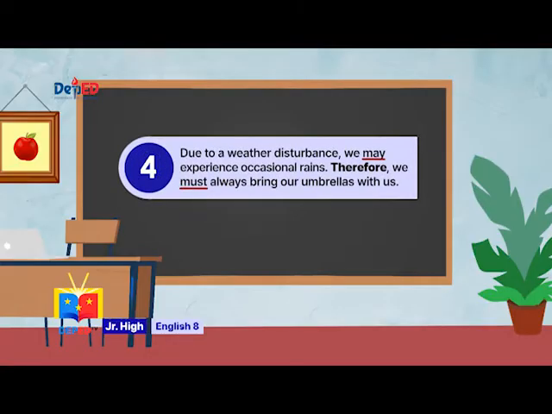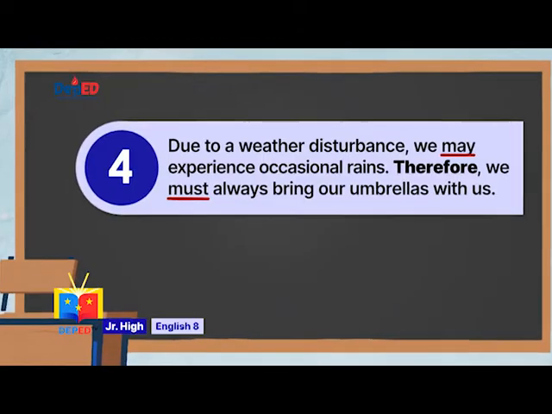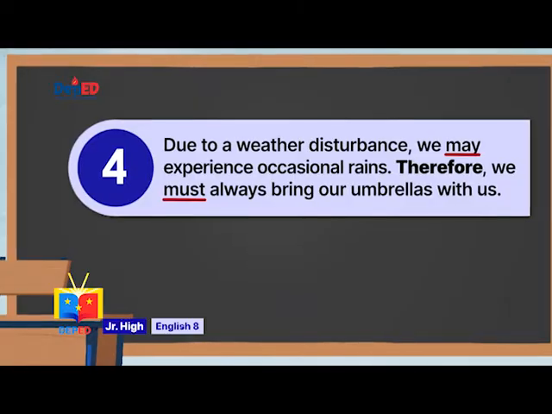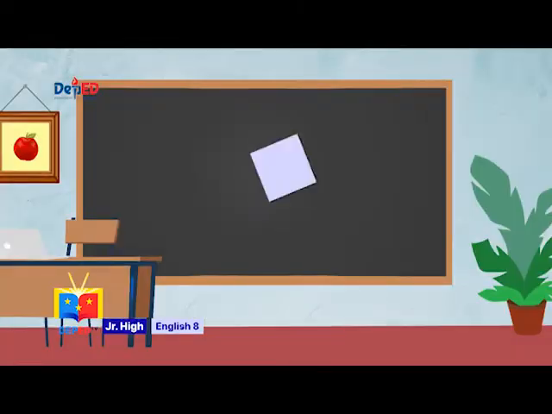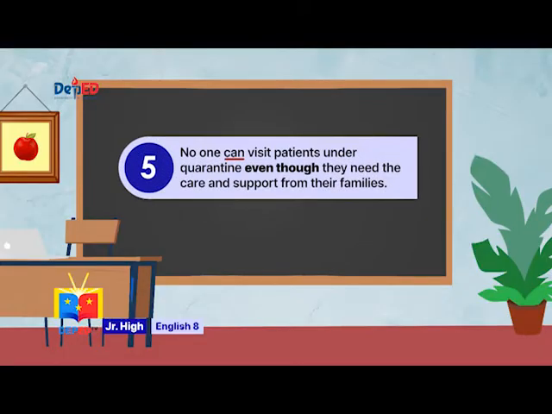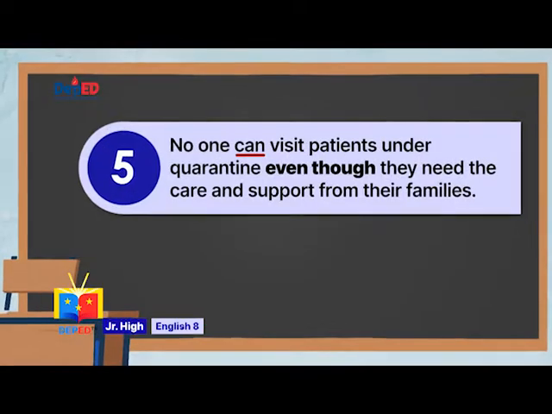Number 4. Due to a weather disturbance, we may experience occasional rains. Therefore, we must always bring our umbrellas with us. The underlined words are may and must. And number 5. No one can visit patients under quarantine even though they need the care and support from their families. The underlined word is can.